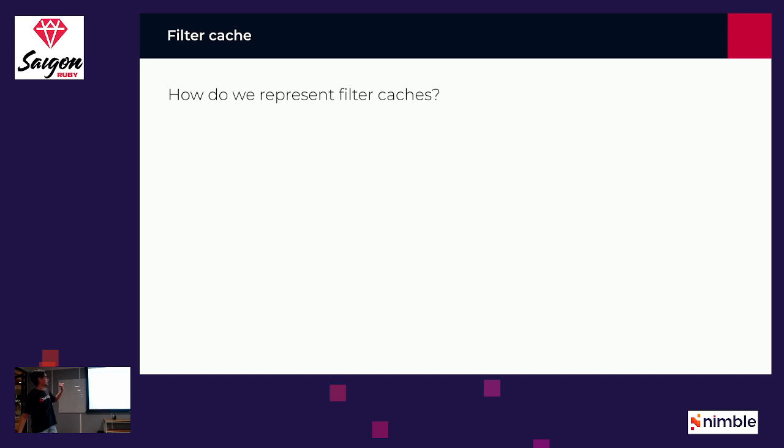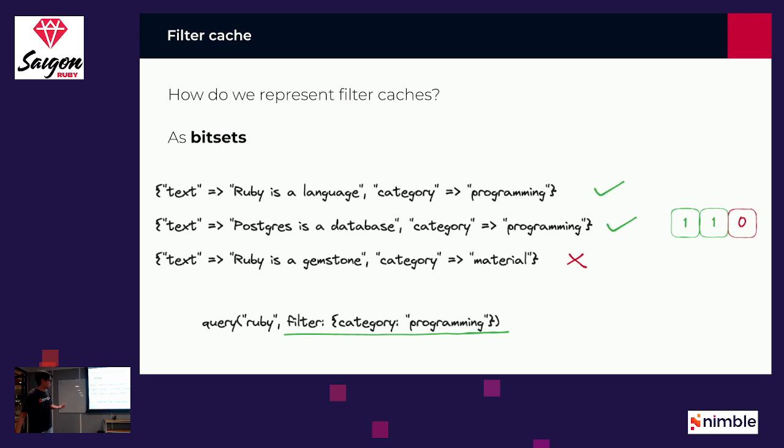So how do we represent the filter cache? As a bit set. That's the most compact way to do it. So if you have 3 documents here, and you try to cache the filter, hey, I want to filter everything with category programming. The representation is going to be a bit set. So it's going to be a bit set of length 3: 1, 1, 0. 1 means match or satisfy the condition, and 0 means does not satisfy.